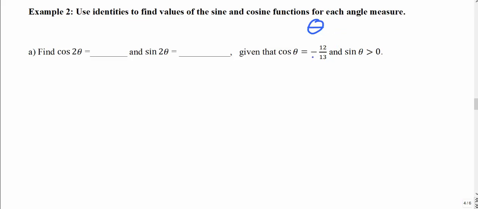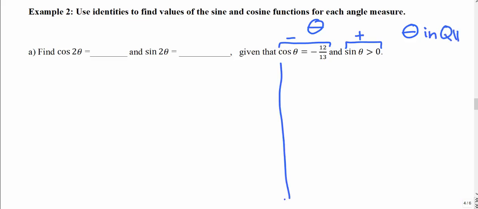Theta has a cosine value of negative 12 over 13, and we are told that sine of the angle theta is greater than 0. If sine is greater than 0, that means sine is positive, and we are told that cosine is negative. So if sine is positive and cosine is negative, then theta must be in quadrant 2. So we want to know, what is cosine of 2 theta? We know what cosine of theta is, but what is cosine of twice that angle?